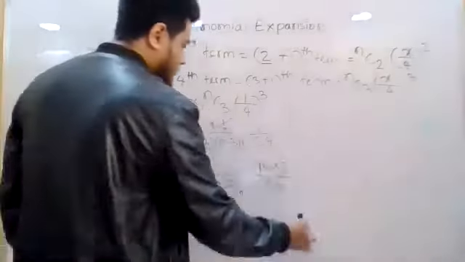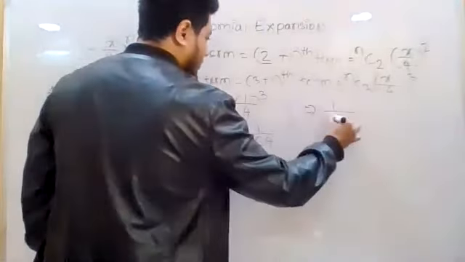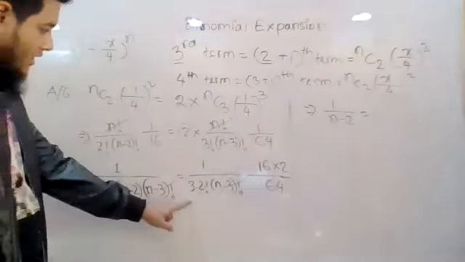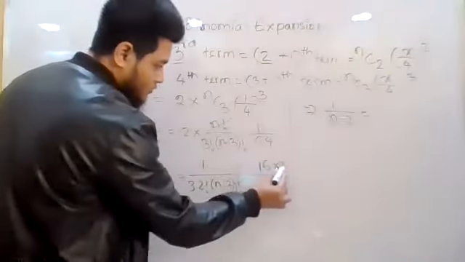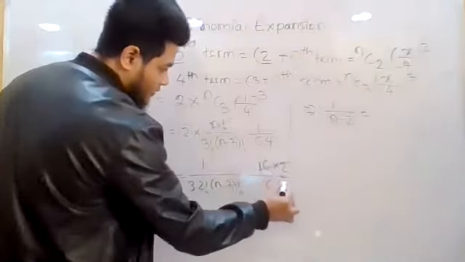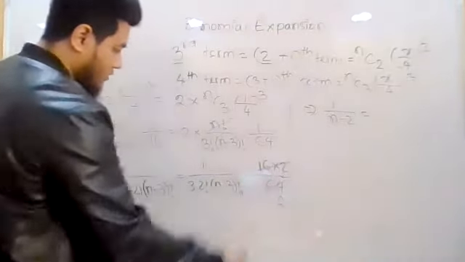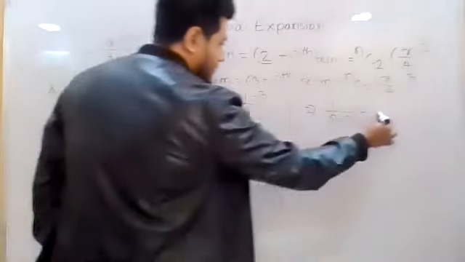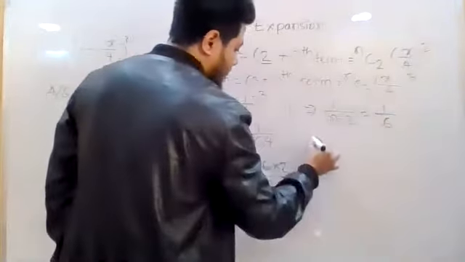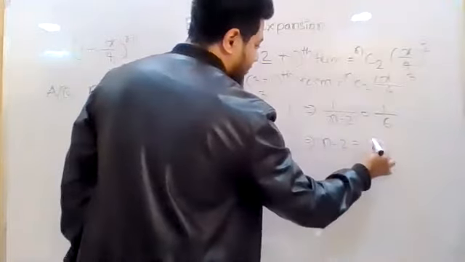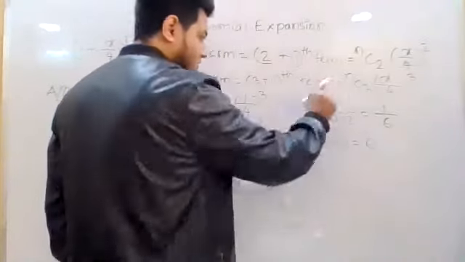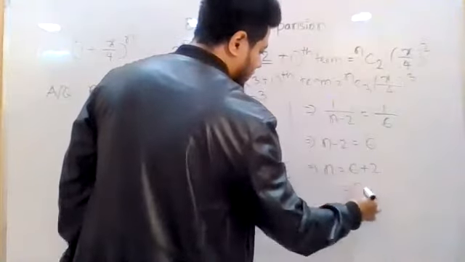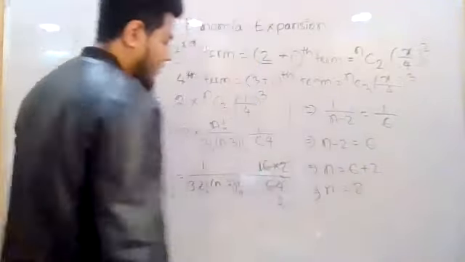Then we can write 1 by n minus 2, okay? And here we have, 16 2s are 32, 32 2s are 64. So it will be only 2 at the bottom. So 1 by 3 into 2, that will give me 6, 1 by 6. So from here we can write n minus 2 is equal to 6, okay? Inversing both the sides. So n equal to 6 plus 2, so n will be equal to 8, okay?